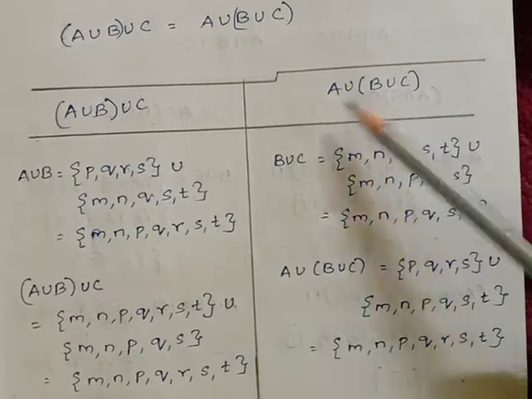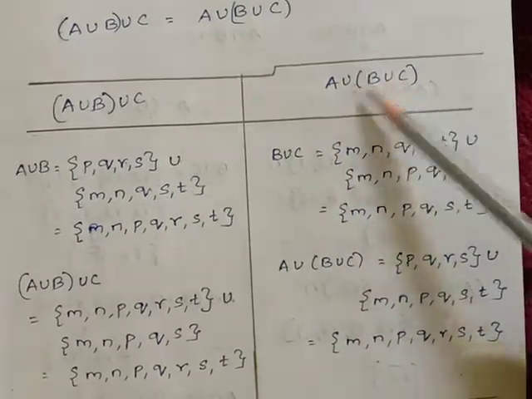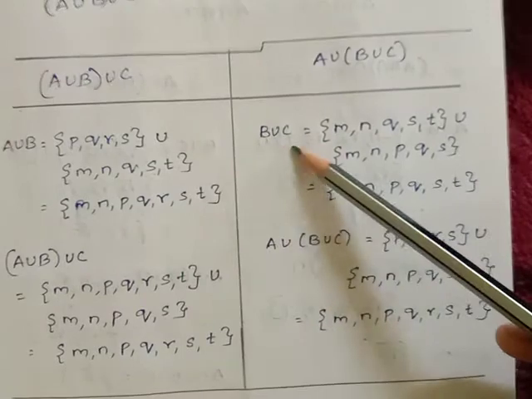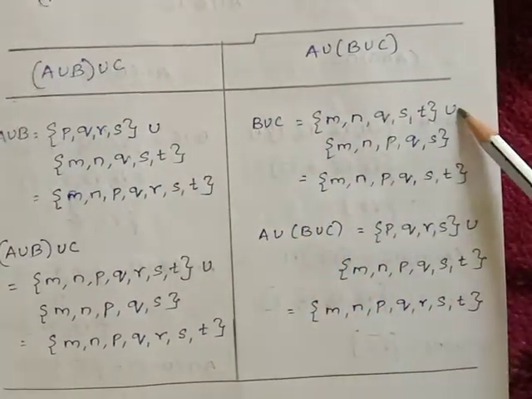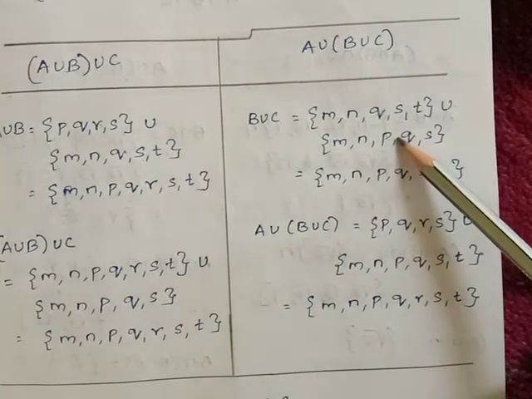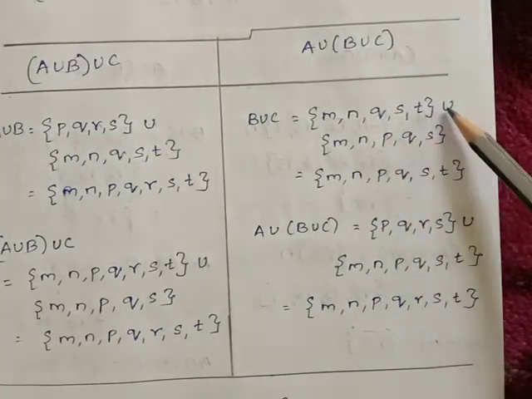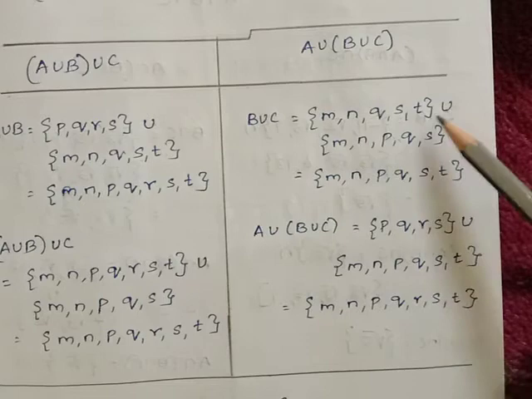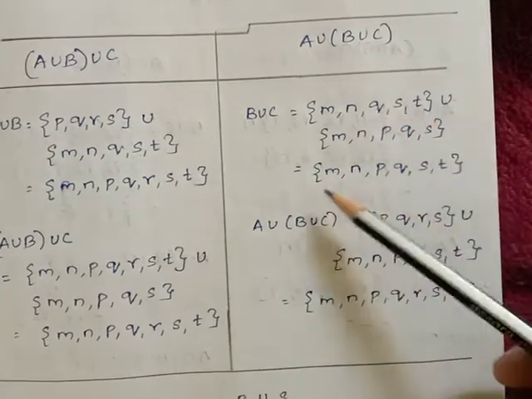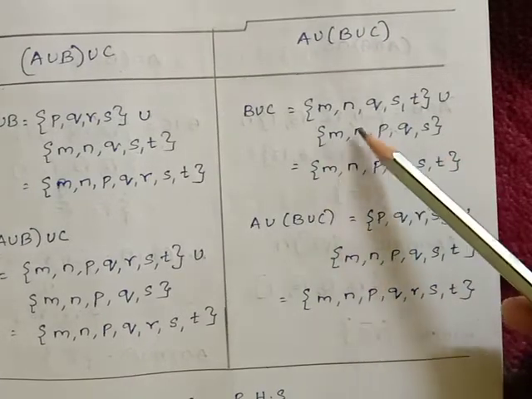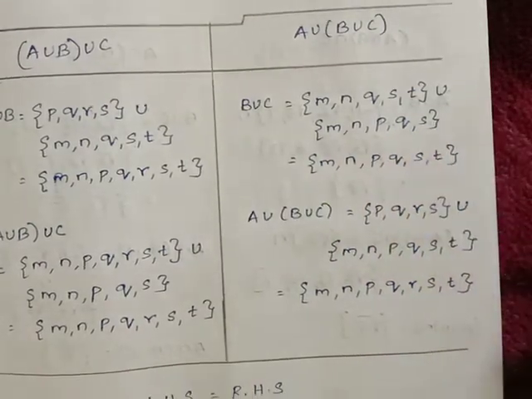Now the right hand side, A union (B union C). First we'll solve inside the brackets, B union C. Since B is given first, we have to write the values of B. Next, union, then we'll write the value of C. So compare B and C. We have to write all the elements since it is union, and repeated elements are written down once, in ascending order. So M, N, P, Q, S, T.